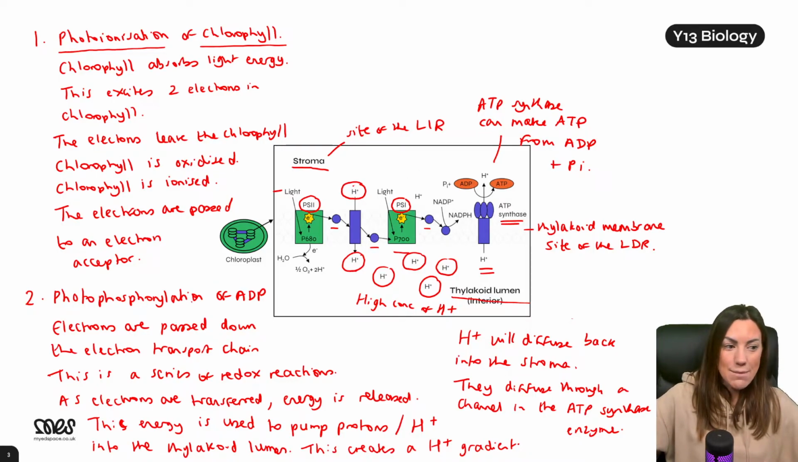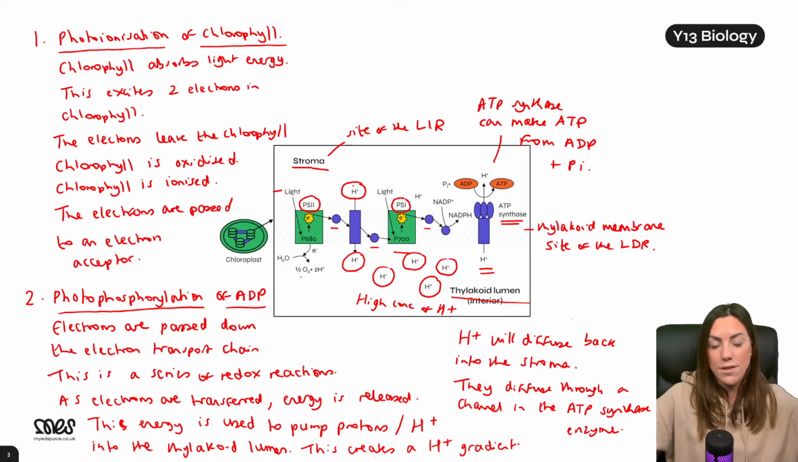Going back to the name of the stage, it was photophosphorylation of ADP. And we can see why now, because we've made ATP by phosphorylating ADP, but it required energy from light because the light energy originally excited those electrons, which were then transferred along the electron transport chain, which then allowed the proton gradient to be created, which then activated the ATP synthase enzyme.